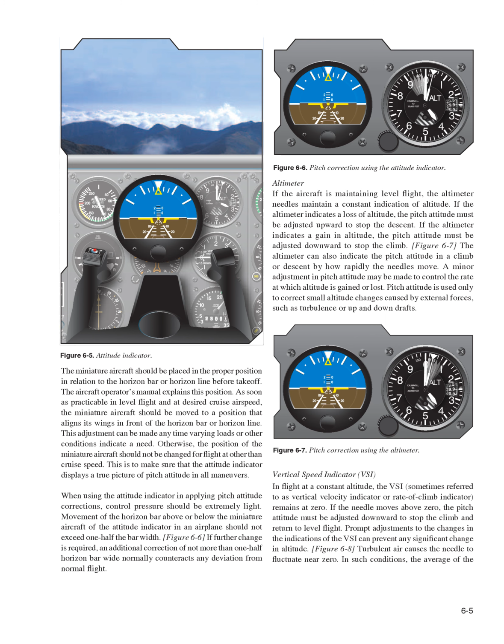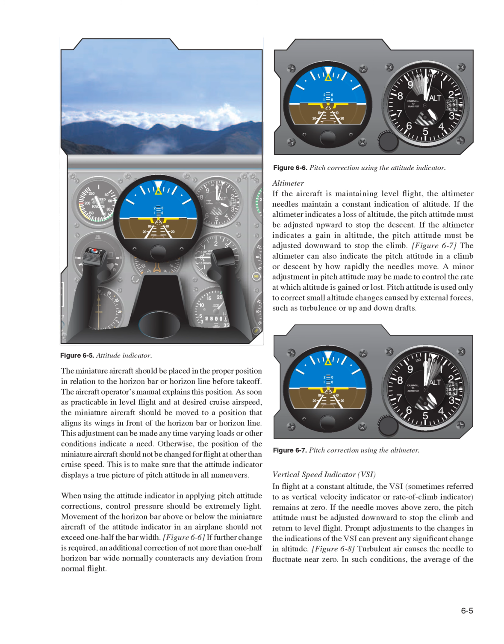If the aircraft is maintaining level flight, the altimeter needles maintain a constant indication of altitude. If the altimeter indicates a loss of altitude, the pitch attitude must be adjusted upward to stop the descent. If the altimeter indicates a gain in altitude, the pitch attitude must be adjusted downward to stop the climb. Figure 6-7. The altimeter can also indicate the pitch attitude in a climb or descent by how rapidly the needles move. A minor adjustment in pitch attitude may be made to control the rate at which altitude is gained or lost. Pitch attitude is used only to correct small altitude changes caused by external forces, such as turbulence or up and down drafts.